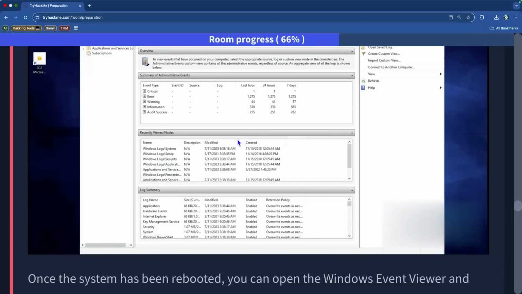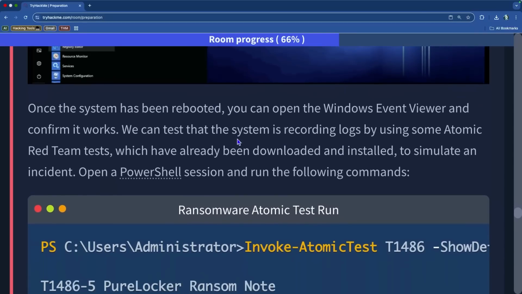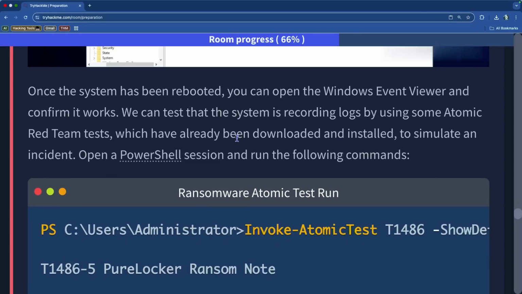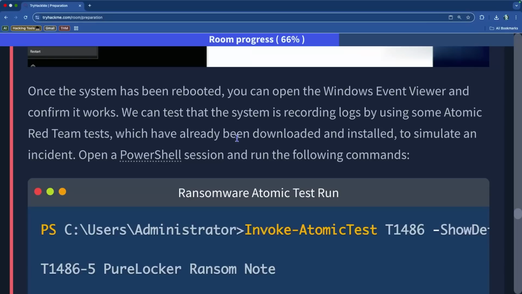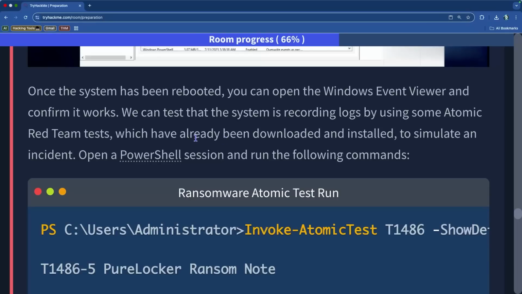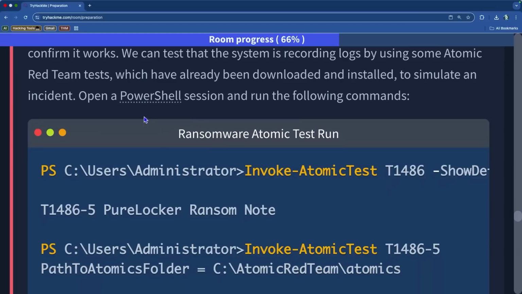We're not restarting the virtual machine. Once the system has been rebooted, you can open the Windows Event Viewer and confirm that it works. We can test that the system is recording logs by using some Atomic Red Team tests, which have already been downloaded and installed, to simulate an incident.